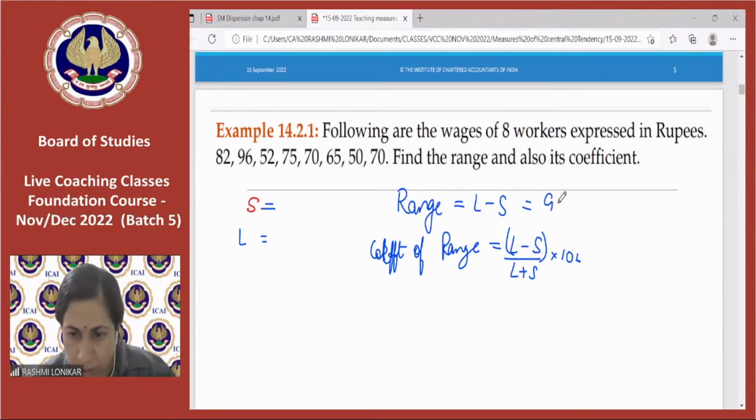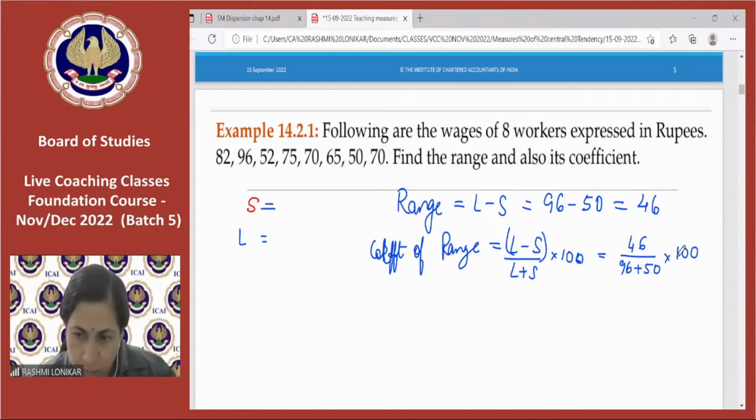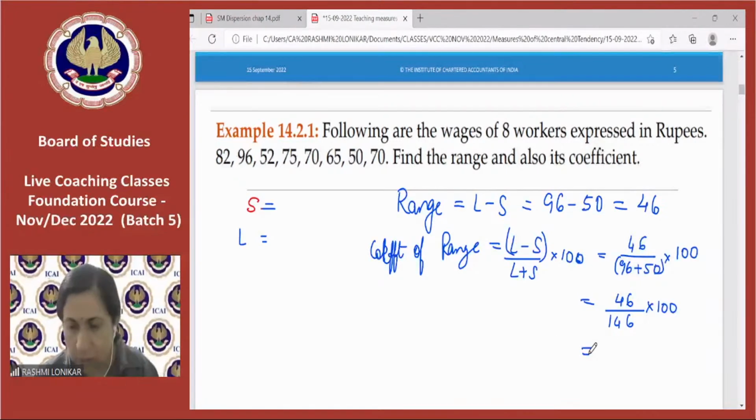So this will be 96 minus 50. Answer will be 46. And this is how much? 46 upon 96 plus 50 into 100. Now how much is 96 plus 50? This is 46 upon 146 into 100. So can you tell me this answer? What is the percentage answer?